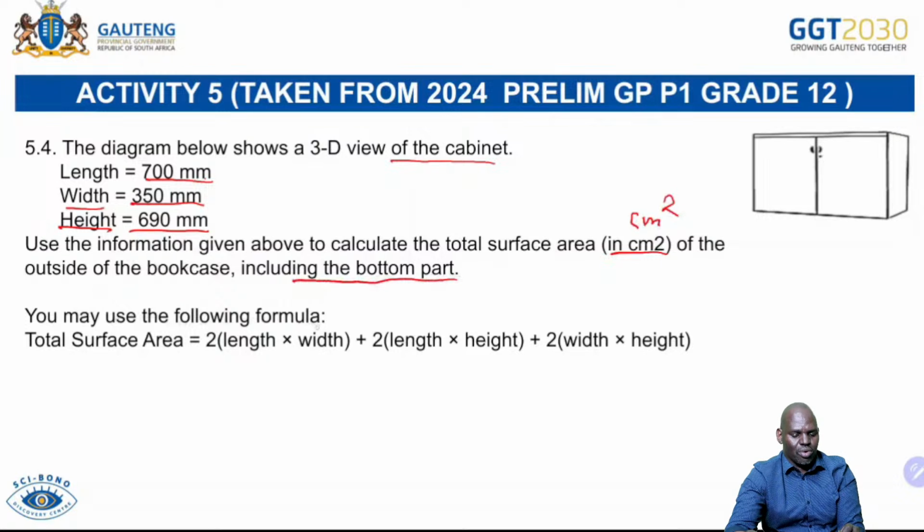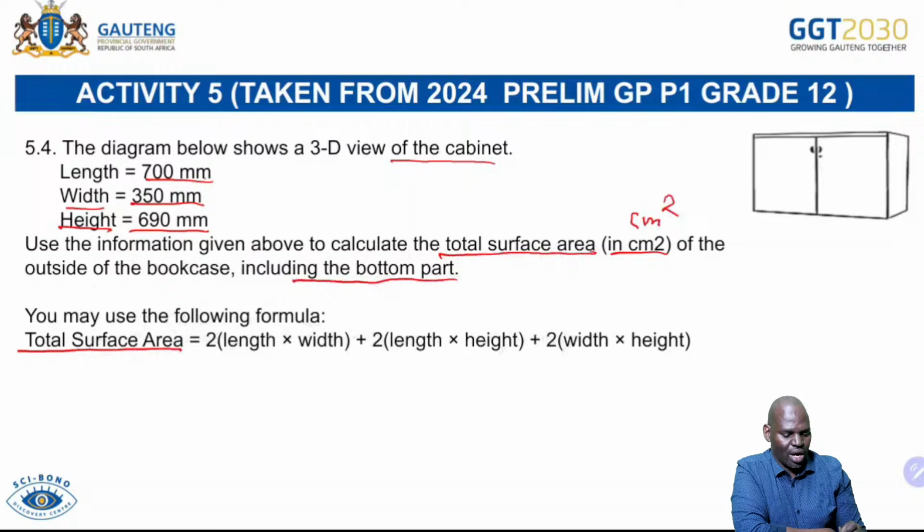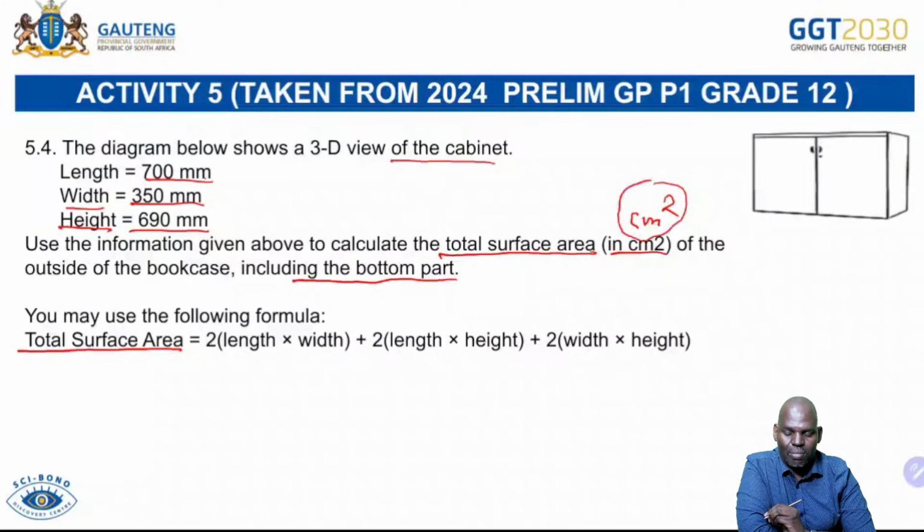You may use the following formula. Total surface area equals 2 in brackets length times width, plus 2 open bracket length times height close the bracket, plus 2 open bracket width times height close the bracket. The formula for calculating this total surface area is given. Then what we need to do is just to substitute. But we need to be careful here because they say the answer must be in square centimeters. So it is always easier to do the conversion first.